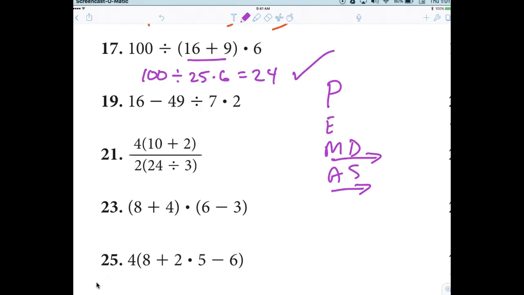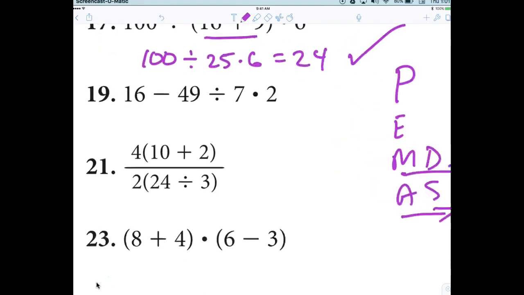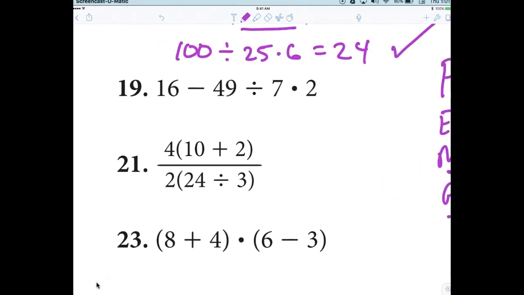Now, with that, let's take a look at number 19. The first thing we do is 49 divided by 7, which is 7. Then we do 7 times 2, which is 14. 16 minus 14 is 2. Give yourself a check now.